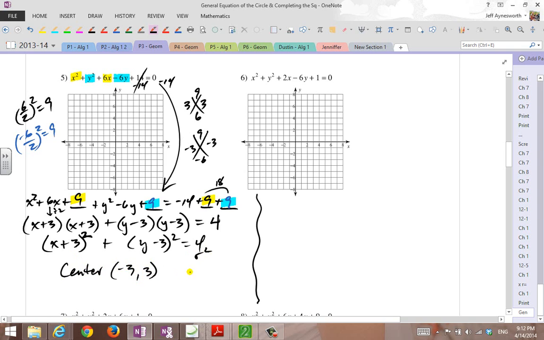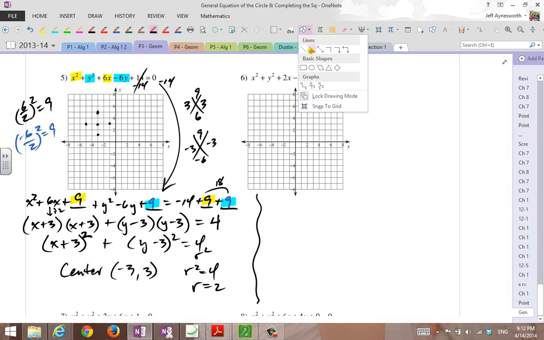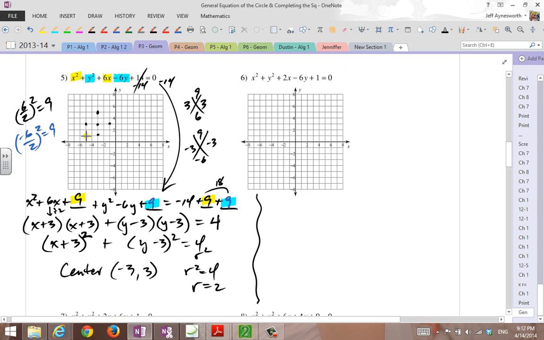Since r squared is equal to 4, my radius is 2, so I graph the center at left 3, up 3. And then I radiate out 2, so I go up 2, right 2, down 2, left 2. Get out your compass and go for it. There you go. There's your circle. Radius of 2. Okay, you can see it right there. And that's all there is to it, my friends.